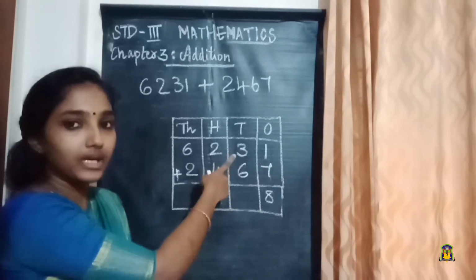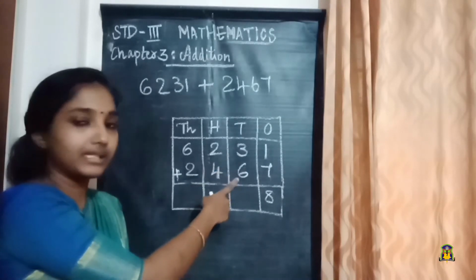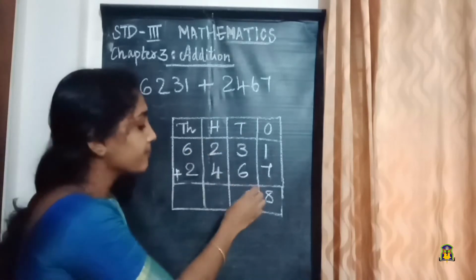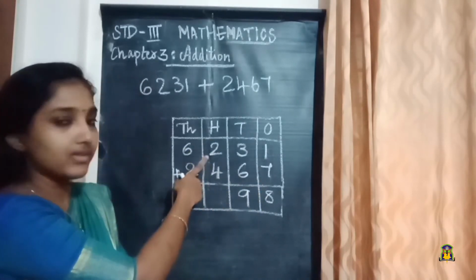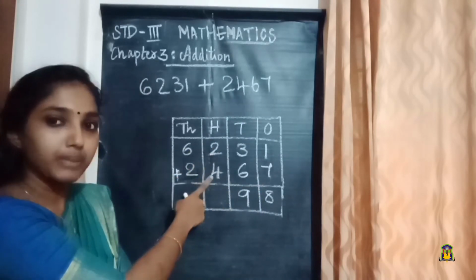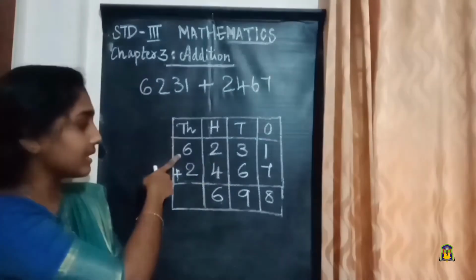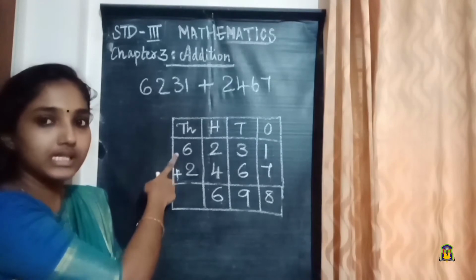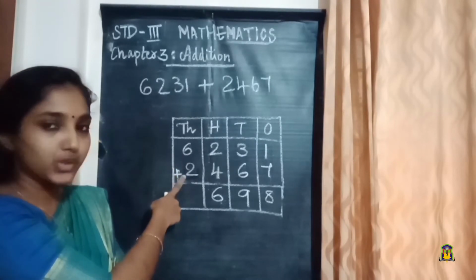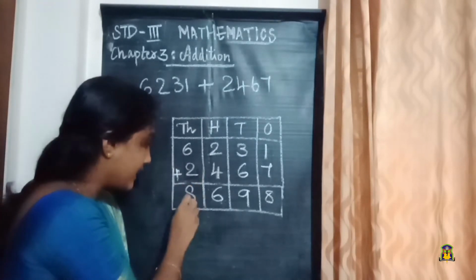Then in tens place, we have to add 3 plus 6. 3 plus 6 means 9. And in hundreds place, it's 2 plus 4. 2 plus 4 means 6. And in thousands place, it's 6 plus 2. 6 plus 2, we will get 8.